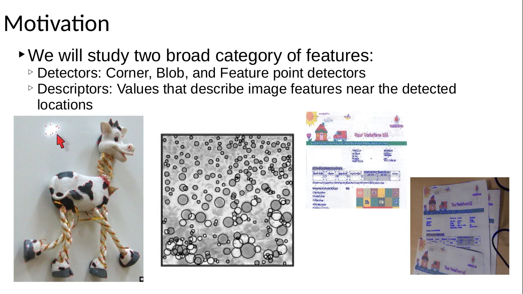The technique of feature point extraction that we study will fall into the broad category of corner detectors. For example, in this image, the red color dots show corners in the image, distinctive corners of different objects in the image. Blob extraction. So here we can see blobs have been extracted from this image, and these blobs are all of different scales. And feature point detectors. We will also study descriptors that describe various image features near these detected locations.